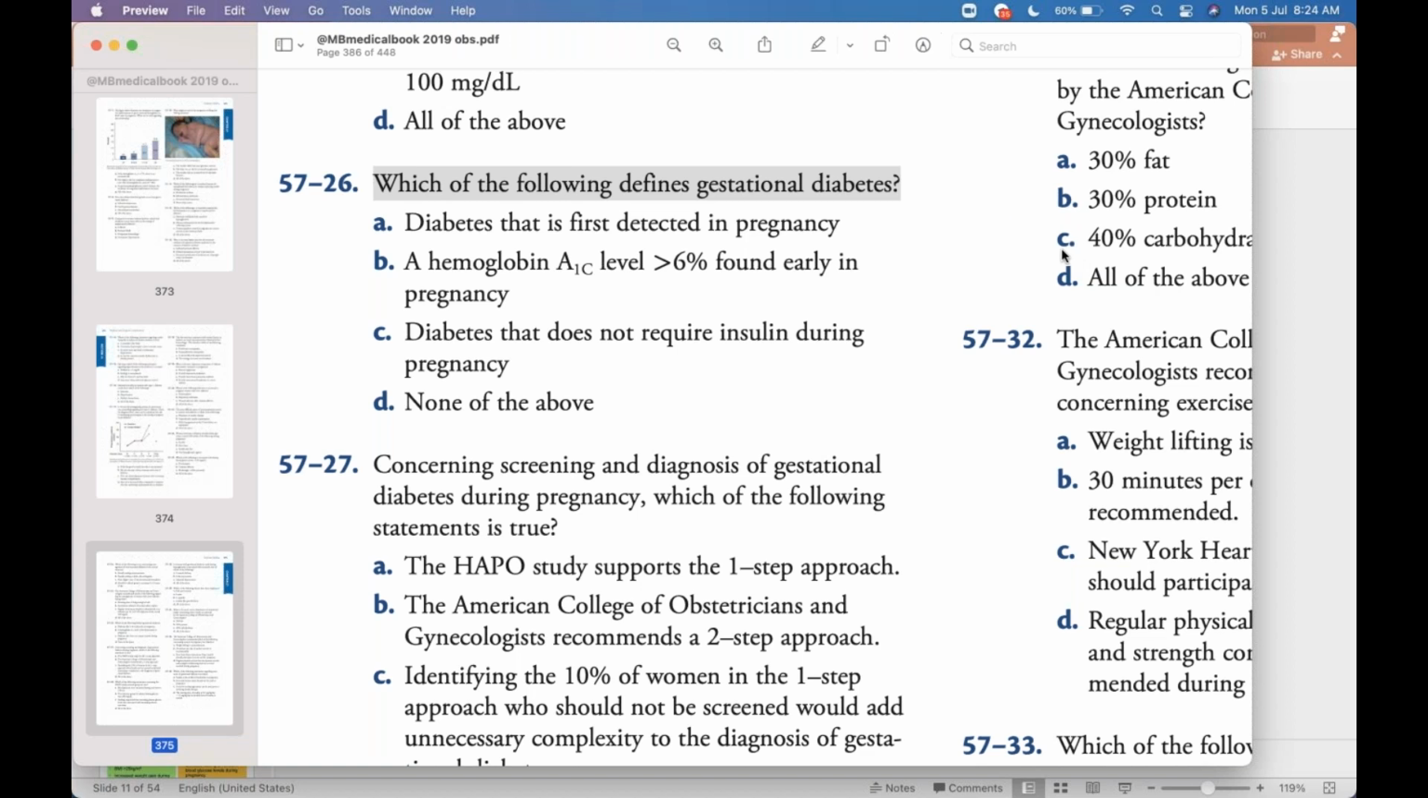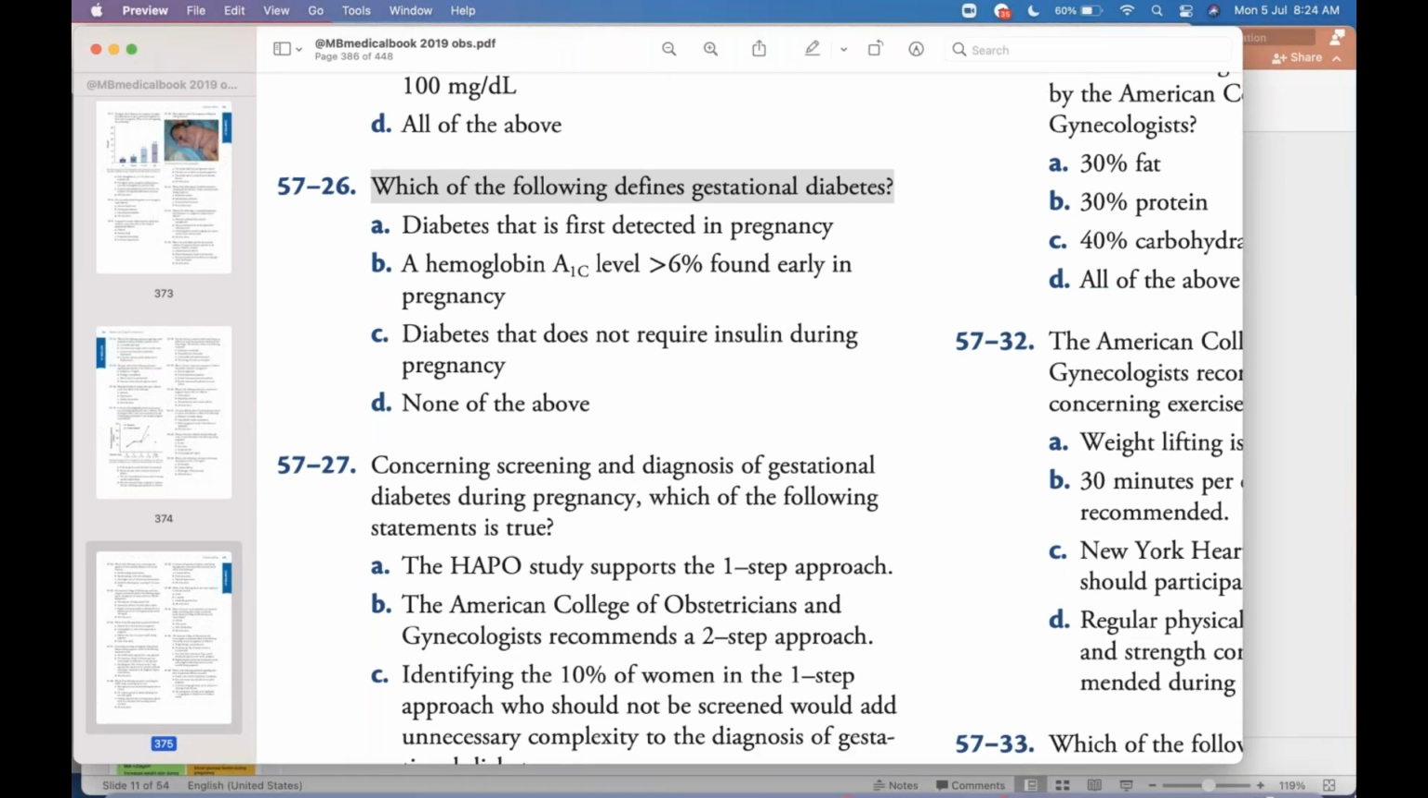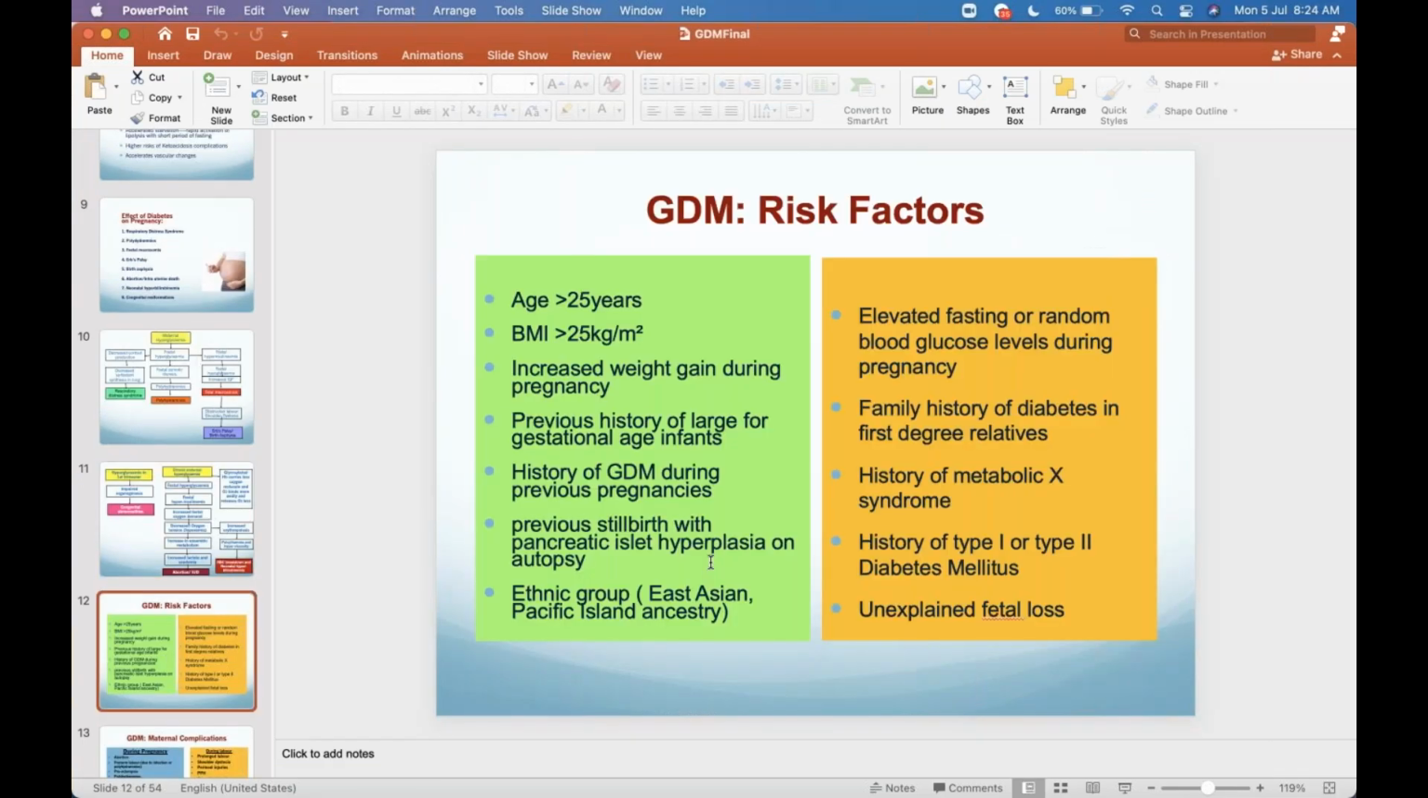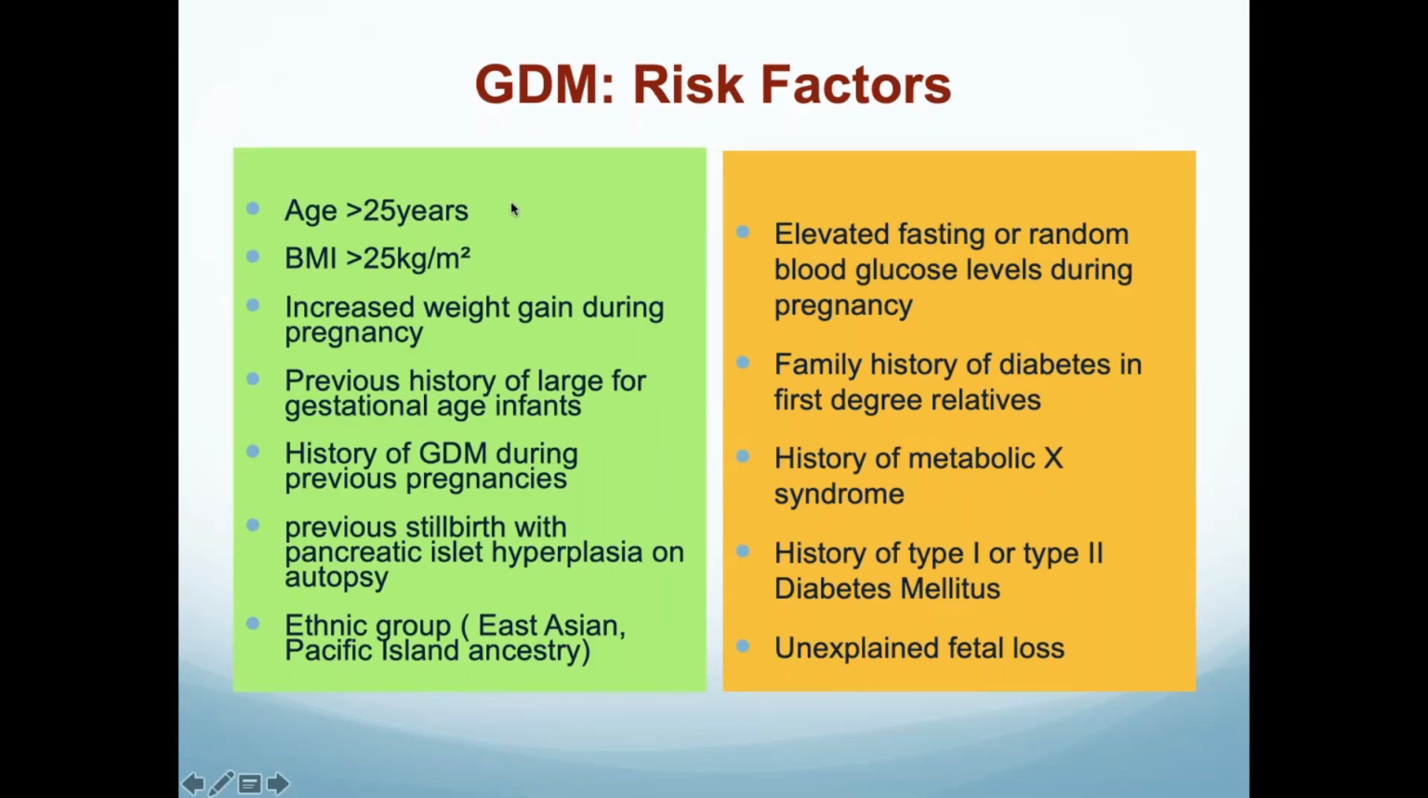Now we come to gestational diabetes. Why will I think that she will have gestational diabetes? What will be the reason I will check her for gestational diabetes? There has to be some reason now. Why will I check her for gestational diabetes?